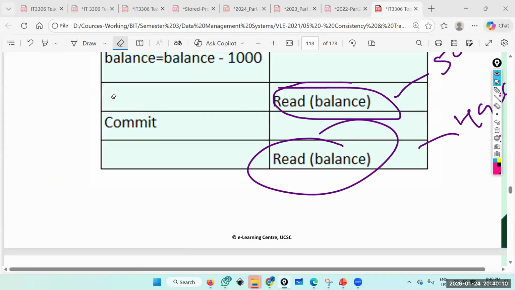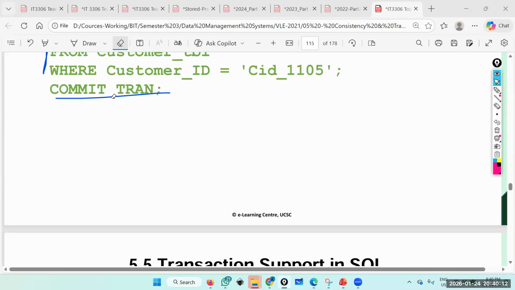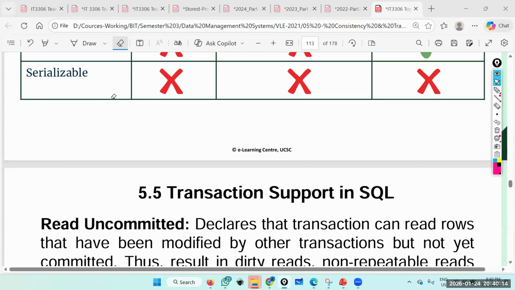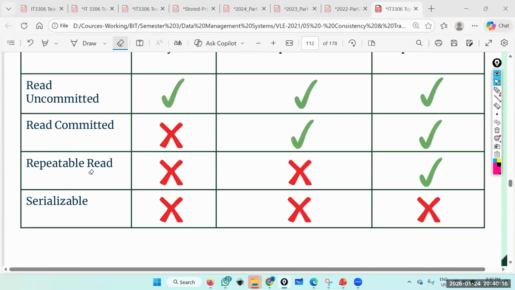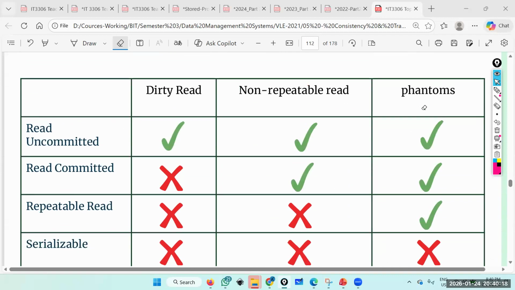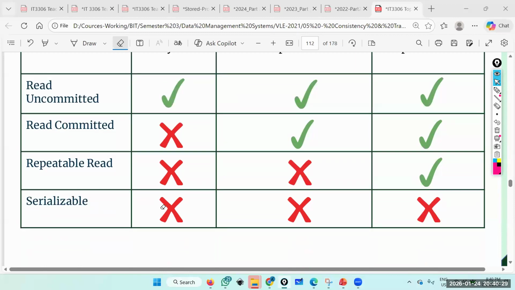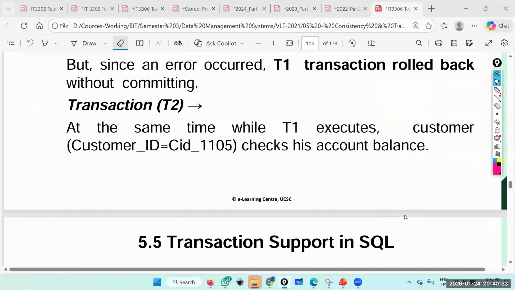So at the repeatable read level, only phantom can happen. No dirty reads and no non-repeatable reads. And of course, serializable means all these issues are fixed. Even the phantom issue is fixed.